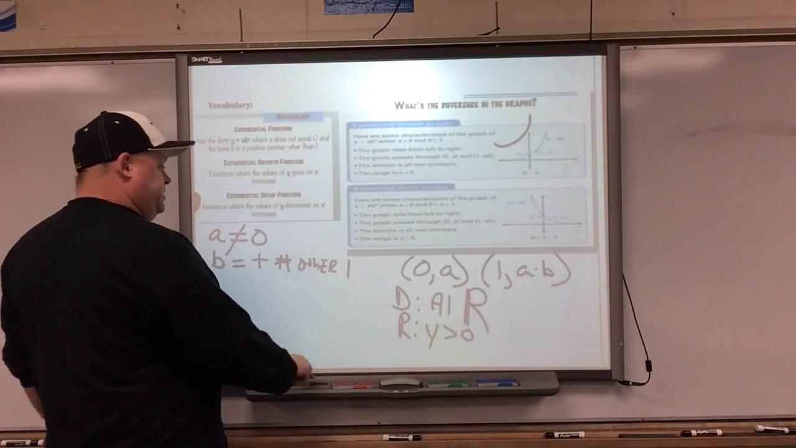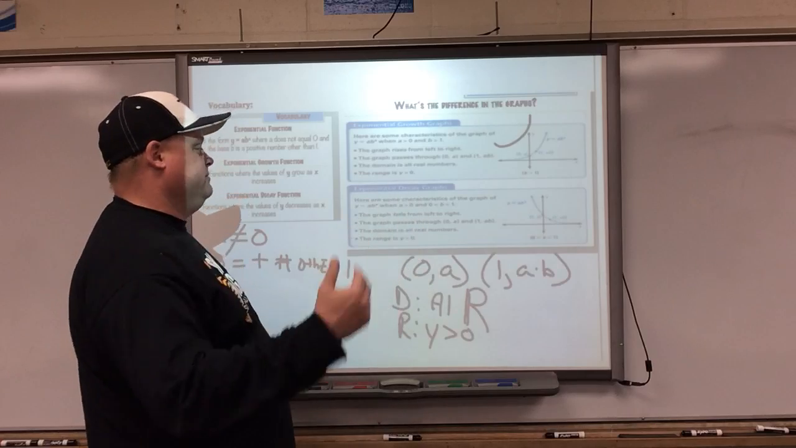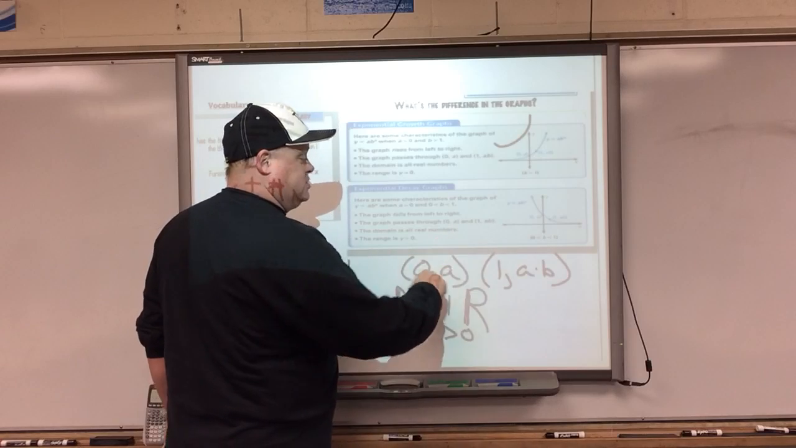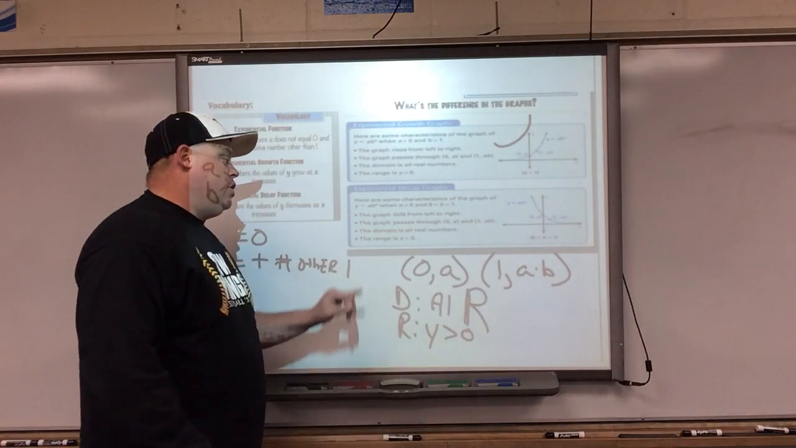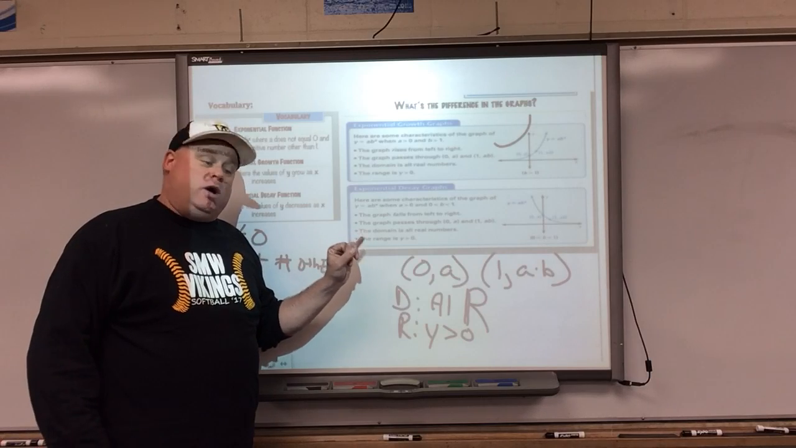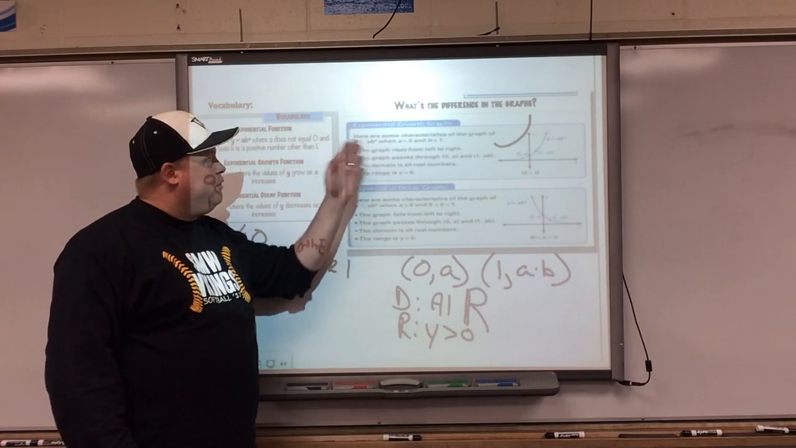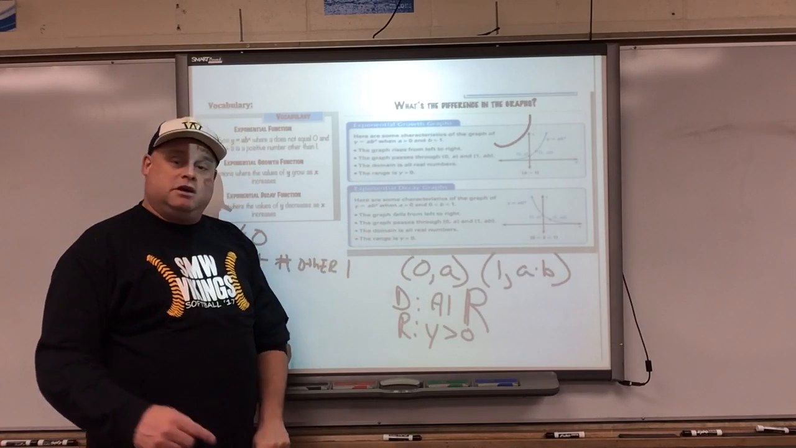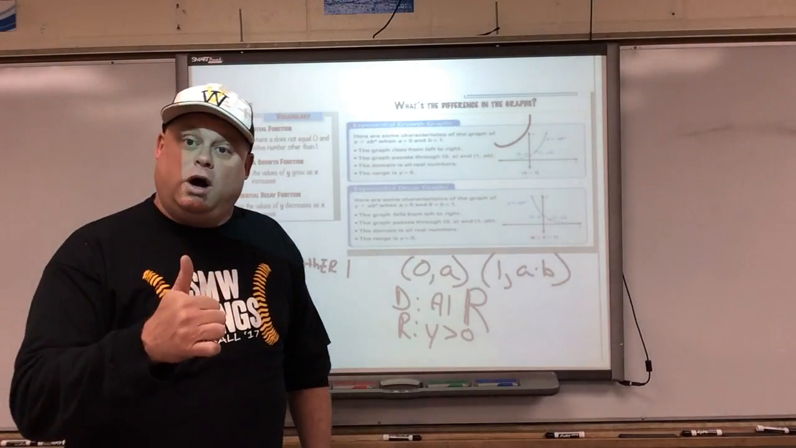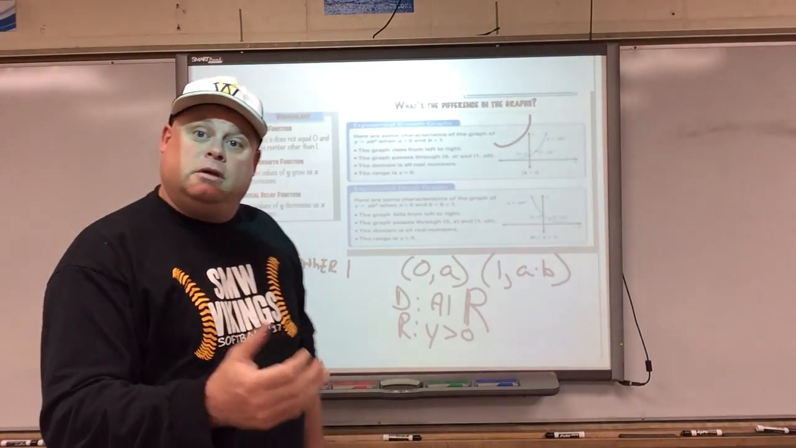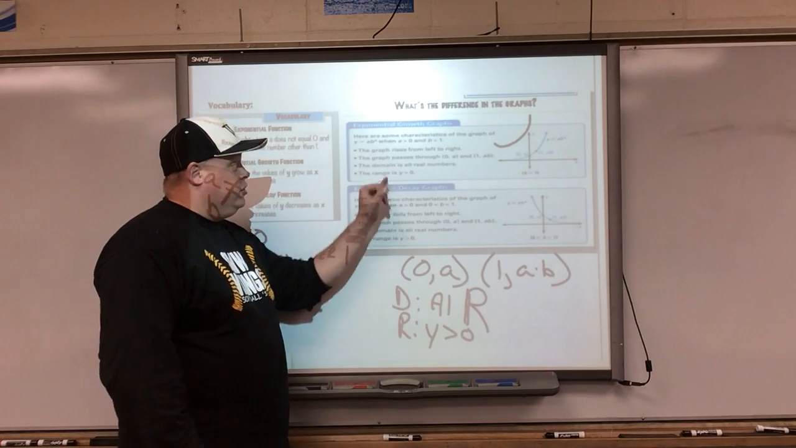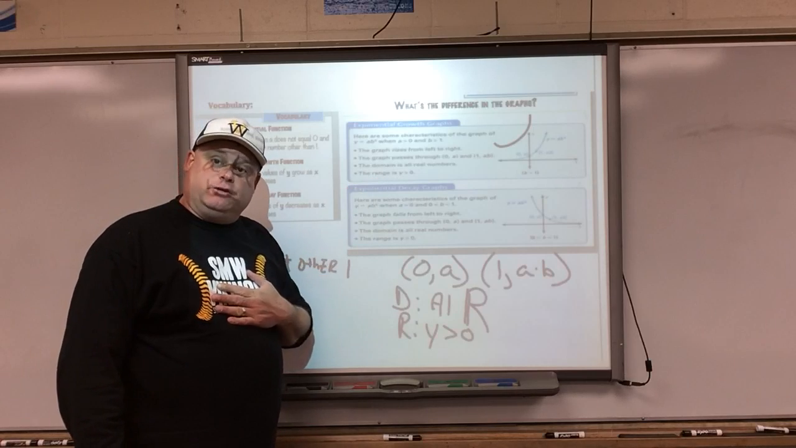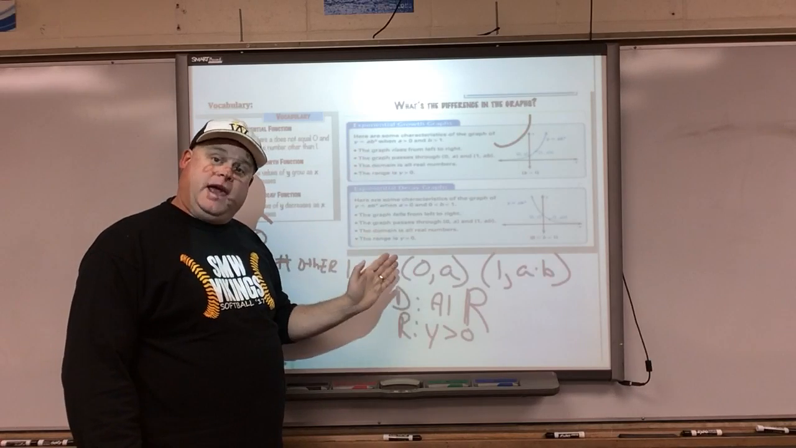And for exponential decay, the graph falls from left to right. The graph passes through the points (0, a) and (1, ab), so it does the same thing. Notice that the domain is all real numbers as well, and y is greater than 0. So for both growth and decay, going through (0, a) and (1, ab), the domain being all real numbers, and the range being y greater than 0 are the same.